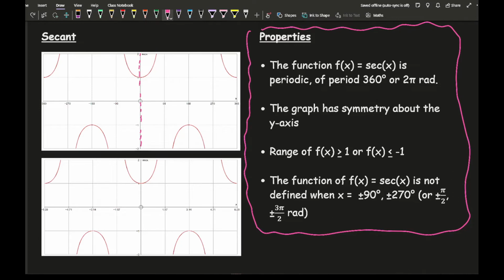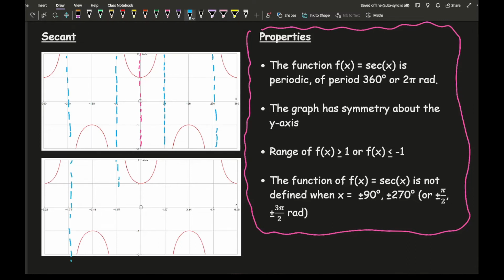And the function f of x equals sec x is not defined when x is plus or minus 90, plus or minus 270 degrees, or in radians, pi over 2 or 3 pi over 2. So again we've got our lines, in a different color, and our symmetry line is here. And likewise the graph in terms of pi.